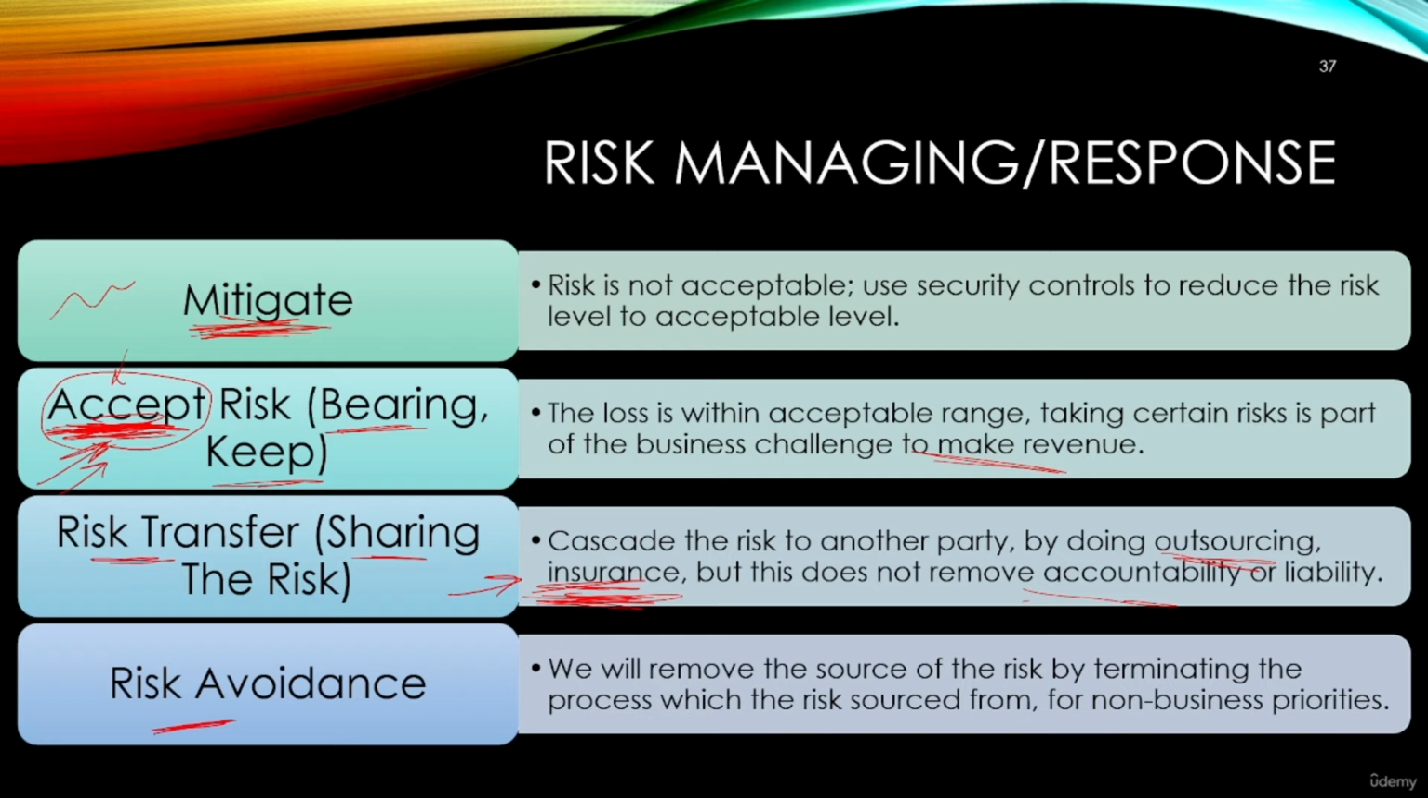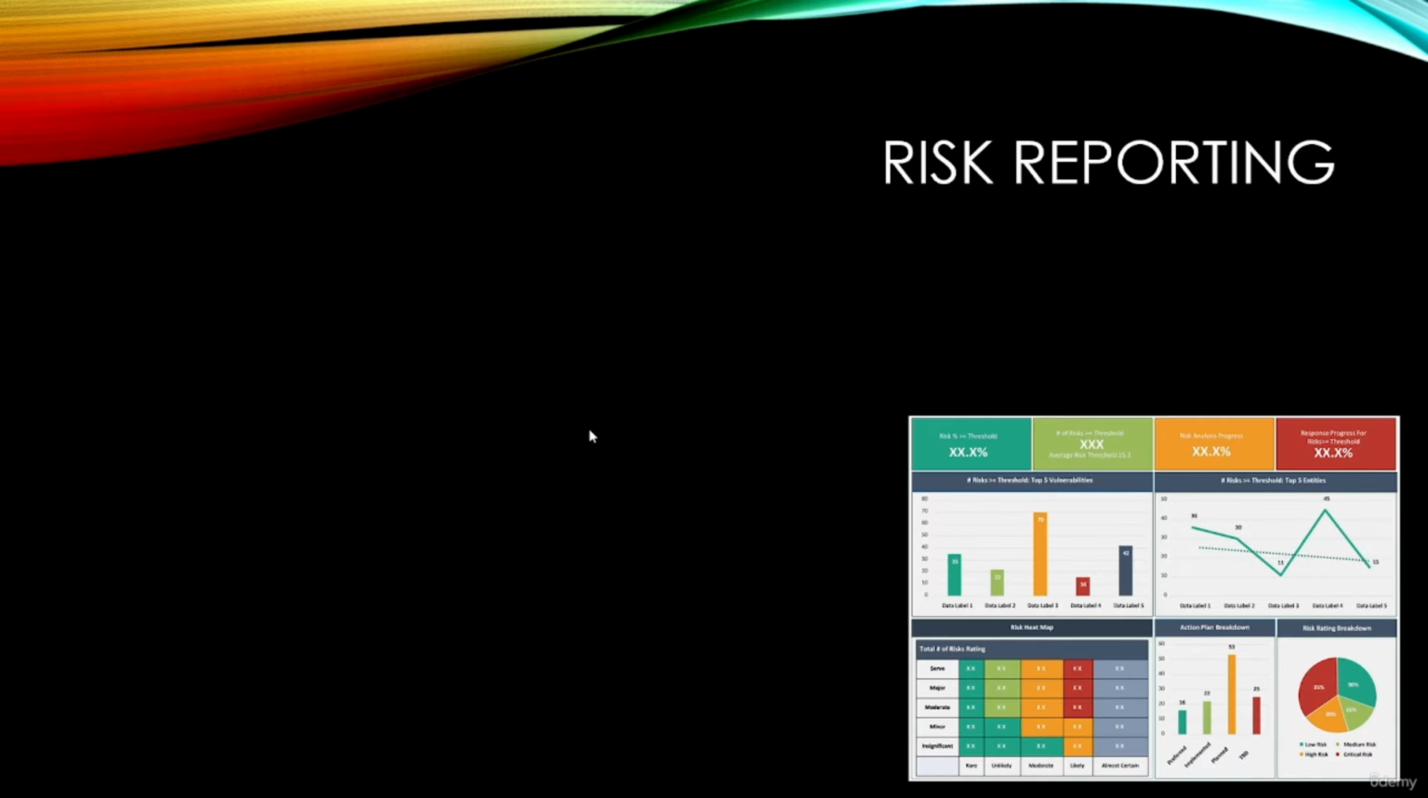The process of risk reporting is the next step after managing the risk or responding to the risk level. In risk reporting, we basically report the level of risk and report the decisions that we have taken toward a specific risk.